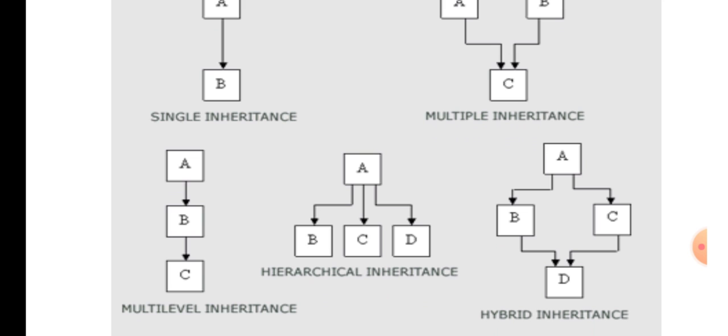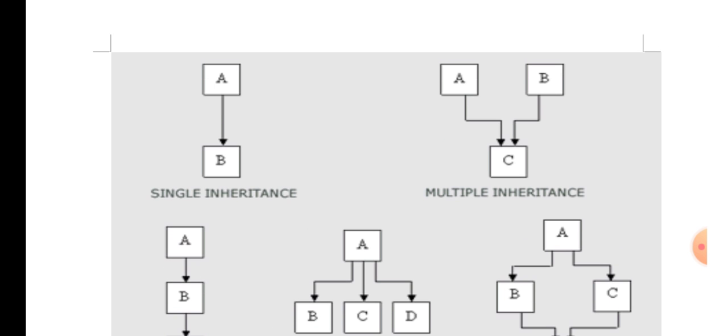Multi-level inheritance will have multiple levels. Here you can see that B is derived from A, where C is derived from B. Multiple inheritance means you derive a single class from 2 or more parent classes. So in this diagram, A class and B class are 2 parent classes from which C class is derived.